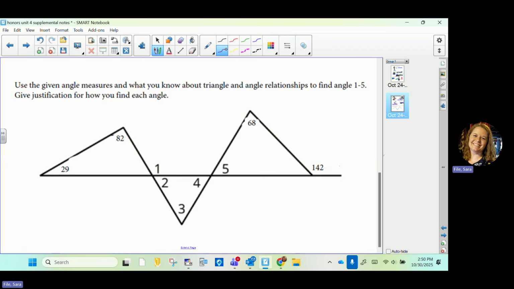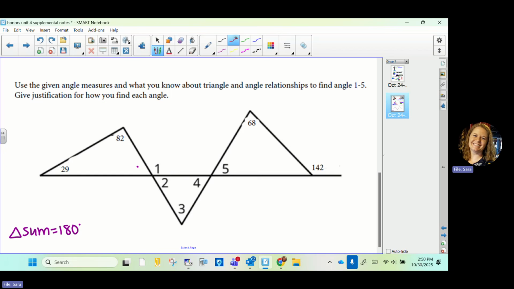And just like I talked about when I went over the one like this on the review, you can use triangle sum. So you do have to know the triangle angle sum theorem, I should say, is that the three angles add to 180. So yes, I could use that to find this missing angle and then use the fact that these are a linear pair to get angle 1.